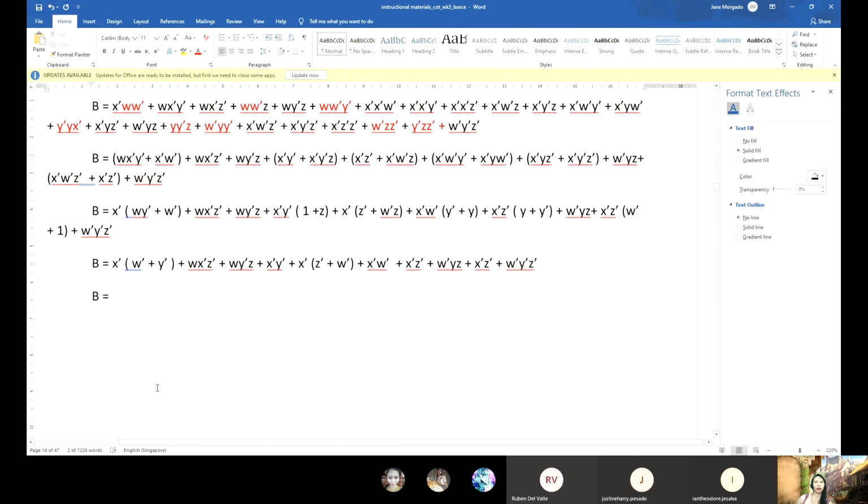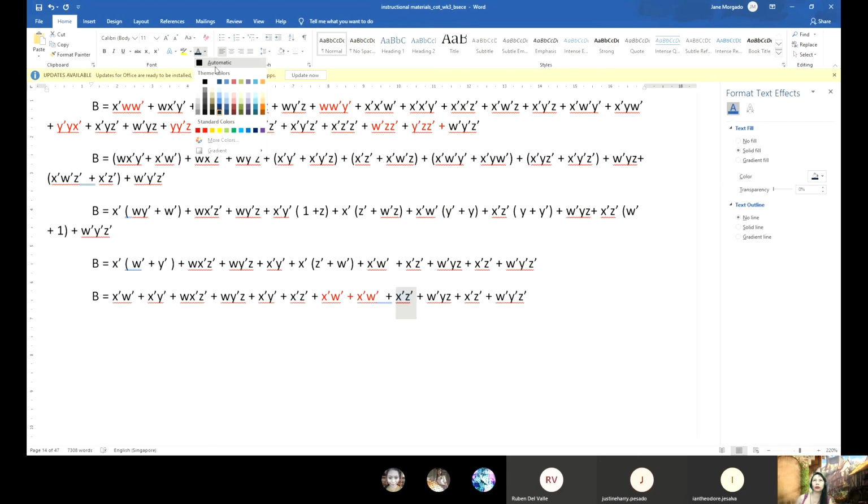Ayan. So, distribute ulit natin para baka may kamatch siya. Plus x prime z prime plus x prime w prime. Okay. Then copy. So, may magkakapareho ito, di ba? So, they're the same. Meron pa ba? Ito pa. Ayan, x prime, z prime. They're the same. Okay, what else? W prime, y, z. Okay, ito pa. May isa pa. May third pa.